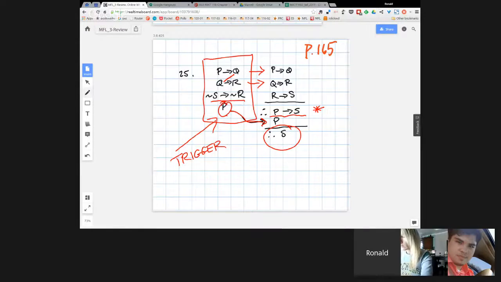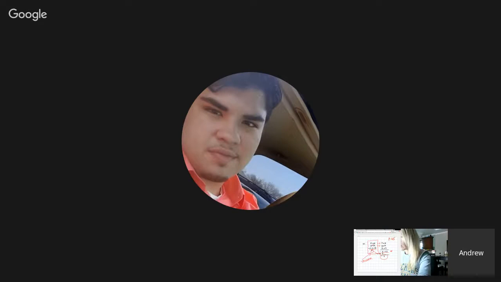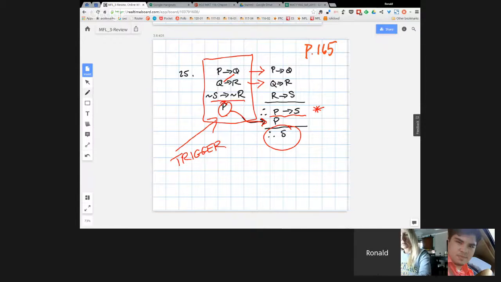So, page 165. What's on the left there is what was given. If P, then Q. If Q, then R. If not S, then not R. And then there's that sole P, which I don't know if you remember from class, but I called that a trigger. So what you do is you try to get the 3 if-then statements in a sequence that chains together.